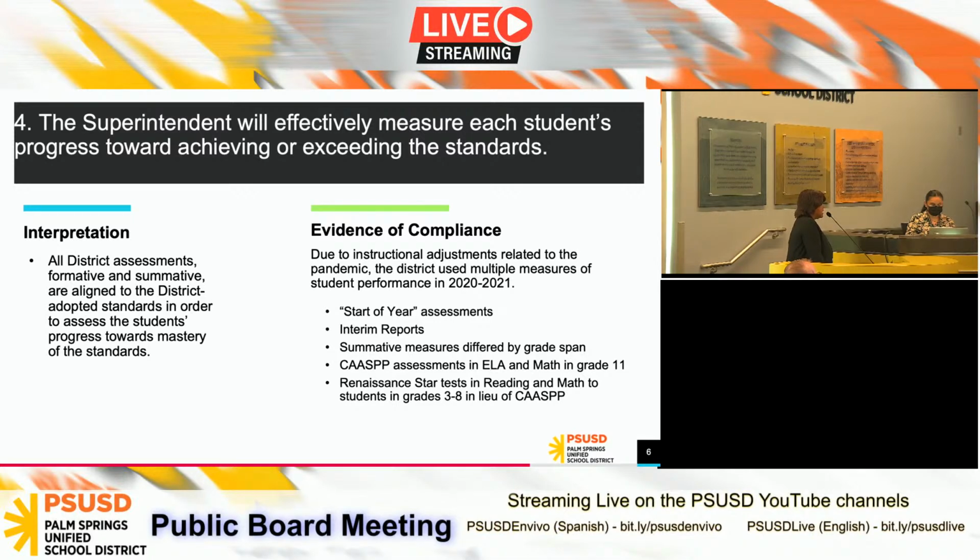CAASPP assessments in ELA and math in grade 11, and the Renaissance STAR test in reading and math to students in grades 3 through 8 in lieu of CAASPP, which was administered at the end of the last school year. Now when we get to our board study session in September with our results reports, we will have that beginning of the year data to share with you as well.